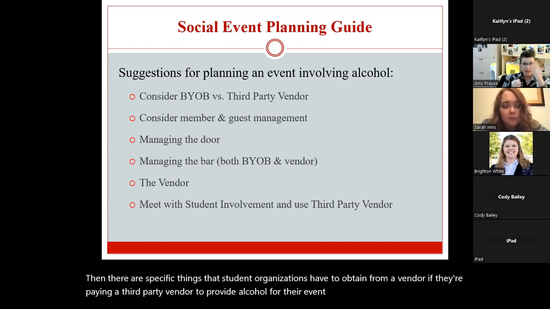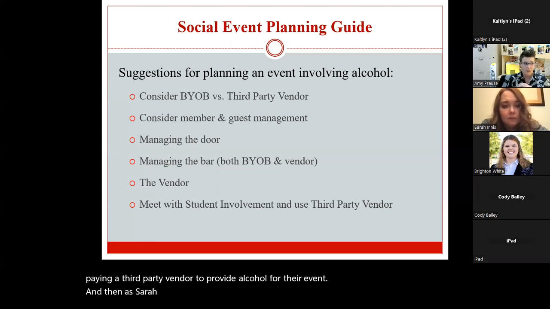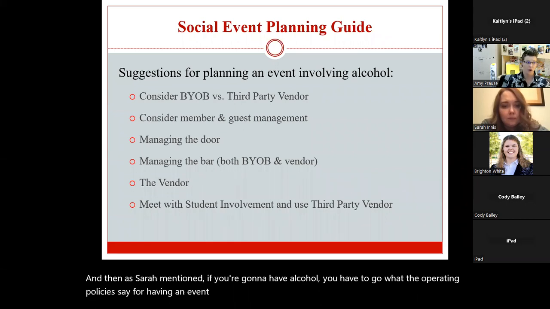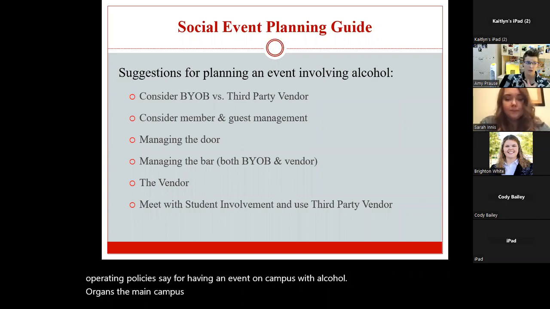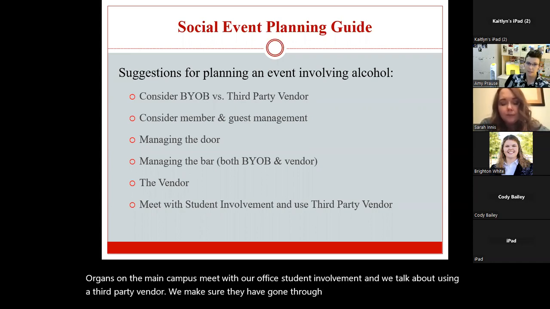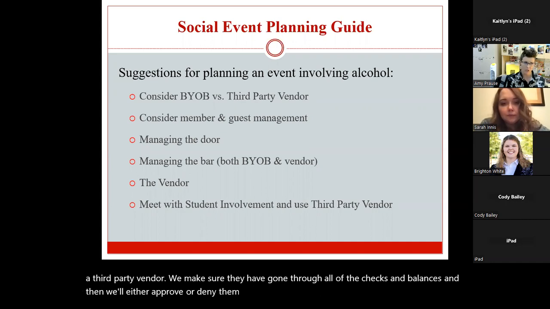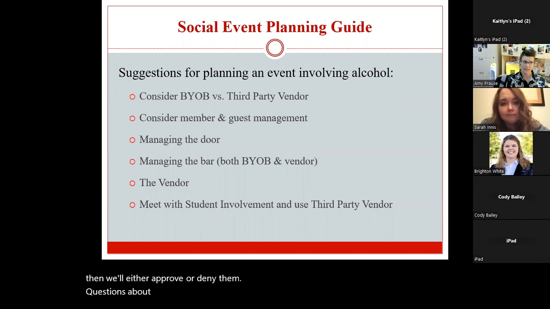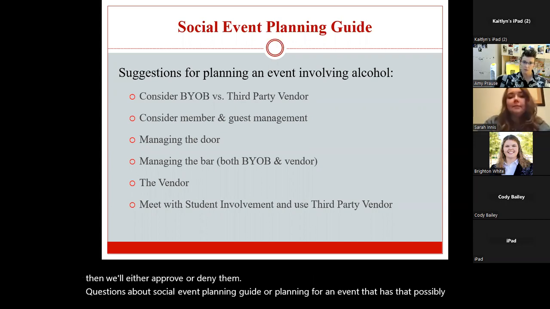And then, as Sarah mentioned, if you're going to have alcohol, you have to go through what the operating policies say for having an event on campus with alcohol. Orgs on the main campus meet with our office, student involvement, and we talk about using the third-party vendor. We make sure they have gone through all of the checks and balances, and then we'll either approve or deny them. Questions about the social event planning guide or planning for an event that possibly could have alcohol?